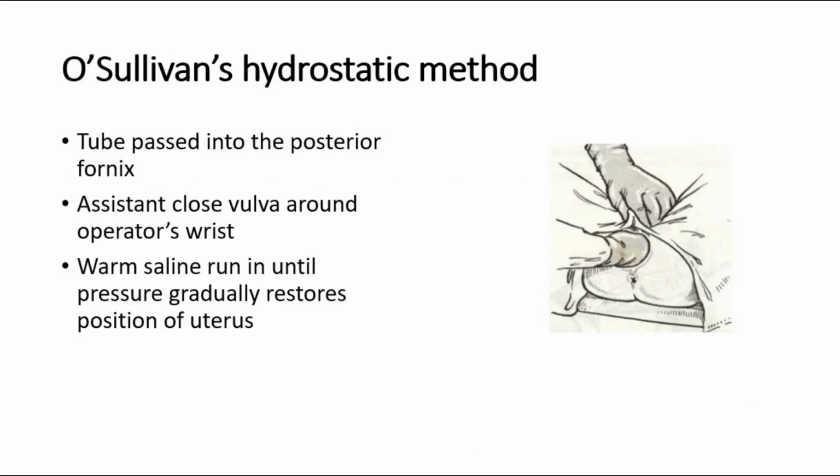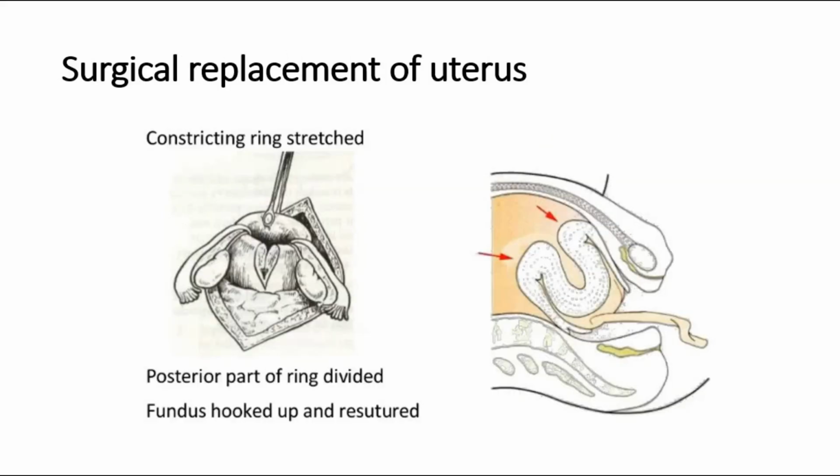There is also the hydrostatic method called Sullivan's hydrostatic method, where the tube is passed into the posterior fornix, the assistant closes the vulva around the operator's wrist, and warm saline is run in until the pressure gradually restores the position of the uterus. Another method is through surgical replacement of the uterus, shown in the pictures here.